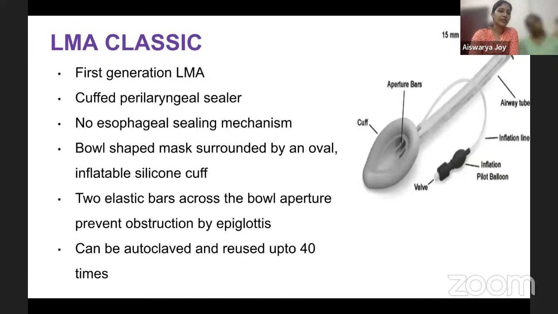This is a first generation LMA with a cuffed perilaryngeal sealing. There's no esophageal sealing mechanism. The parts are a bowl-shaped mask with an oval inflatable silicone cuff which seals the larynx, an airway tube, a connector, and the inflation line with a pilot balloon. The aperture bars prevent obstruction by the epiglottis. It can be autoclaved and reused up to 40 times.